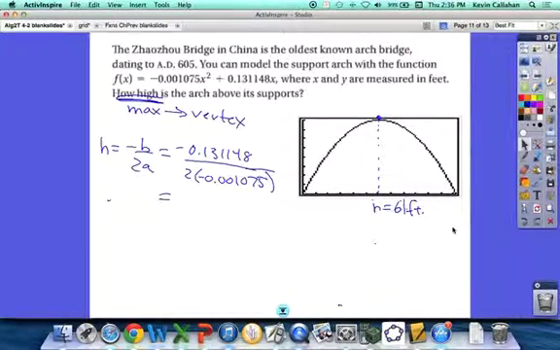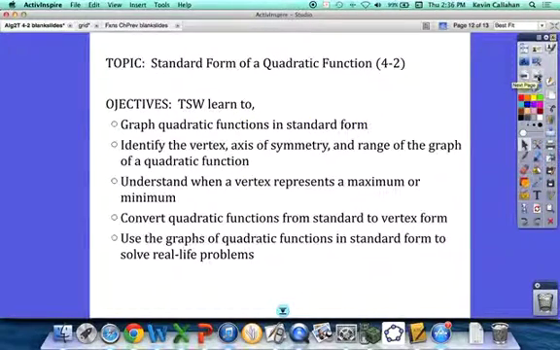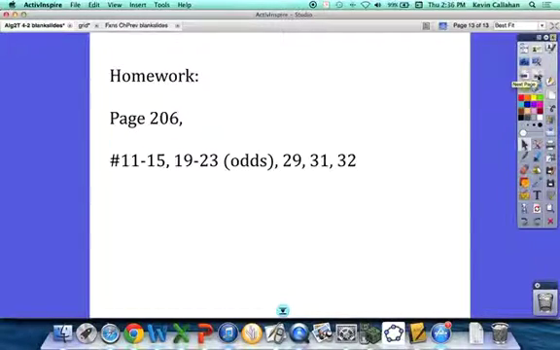So in the end, if that had not been wrapped in the words of a word problem and you were asked to find the maximum point, that means find the vertex, negative b over 2a, right? Okay. So that's what we did. We graphed them. We identified a vertex, axis of symmetry, and range. We understand that the vertex is the maximum or the minimum. We converted from standard to vertex form, and then we solved real-life problems. And that's the homework. So if you want to write that down, and we will get started on a quiz.